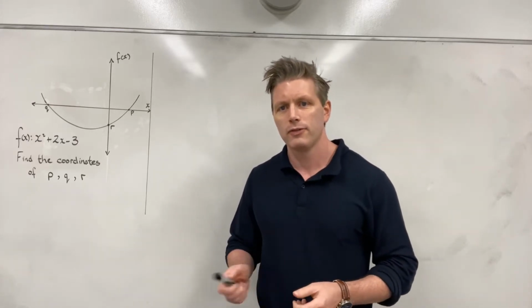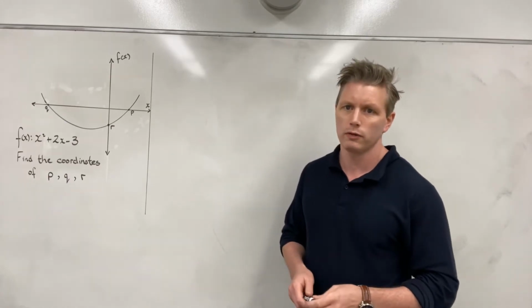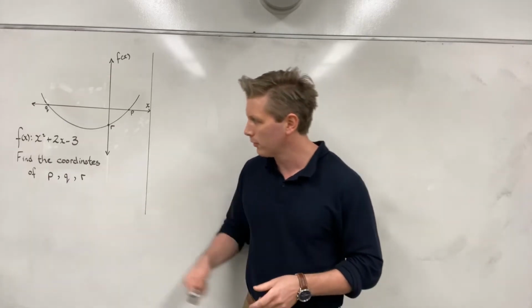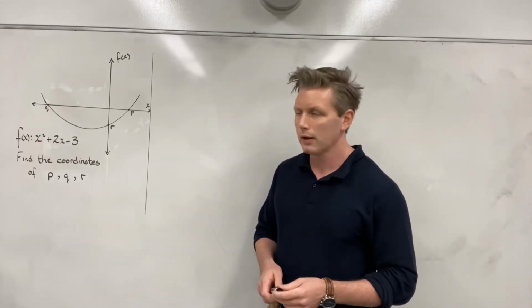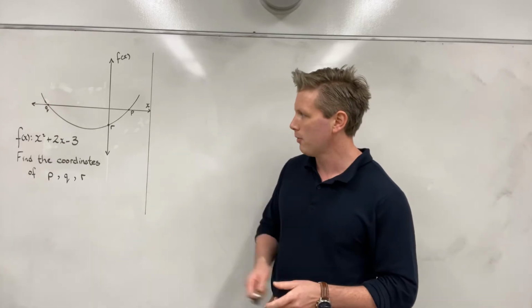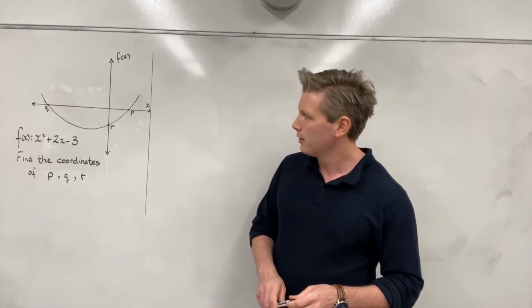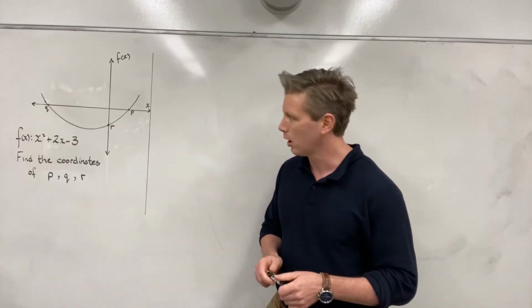Hey guys, in this video I'm going to solve this problem regarding quadratic functions. Here we are given a function f of x equals x squared plus 2x minus 3, which is quadratic. It makes a parabola. Part of that parabola is shown here. We are asked to find the 3 points indicated on the diagram, P, Q, and R.